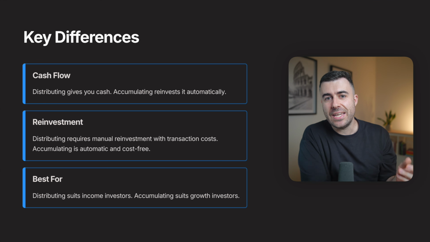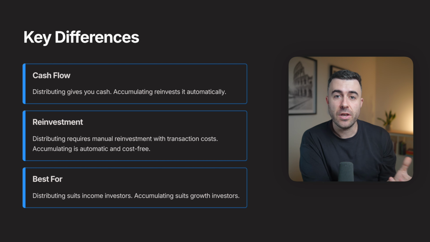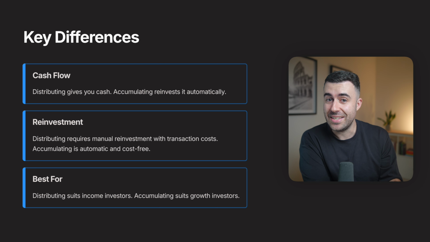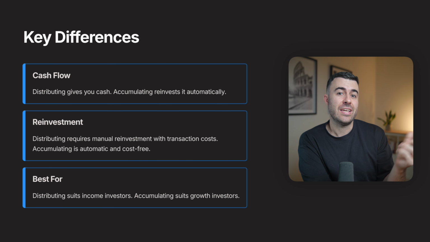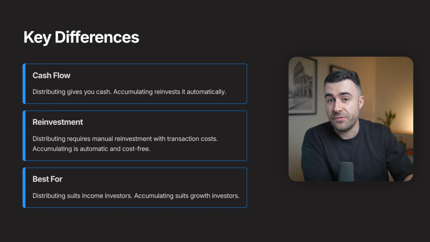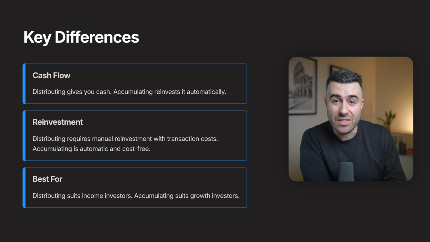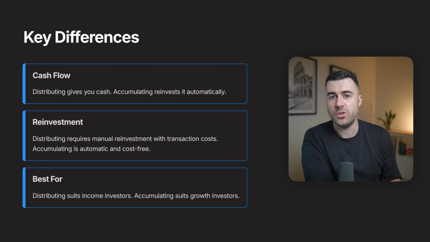So just breaking down the key differences here, when it comes to cash flow, distributing pays you, accumulating reinvests automatically. With reinvestment, distributing you have to reinvest your money manually, and you might pay fees each time. With accumulating, the fund handles it all for free. And in terms of what they're best for, distributing is for income, accumulating is for growth. The giveaway is in the name, I guess. Neither is actually wrong. They're different tools for different jobs. The key here is matching the tool to your actual goal.